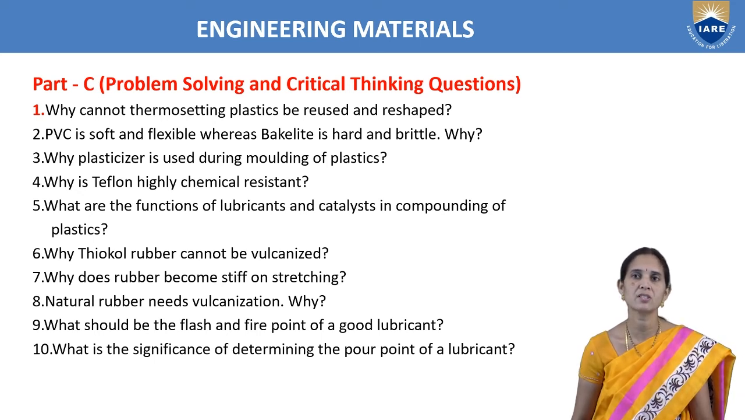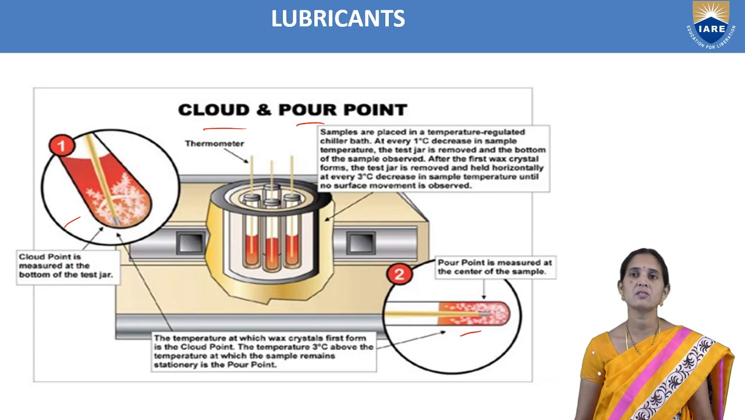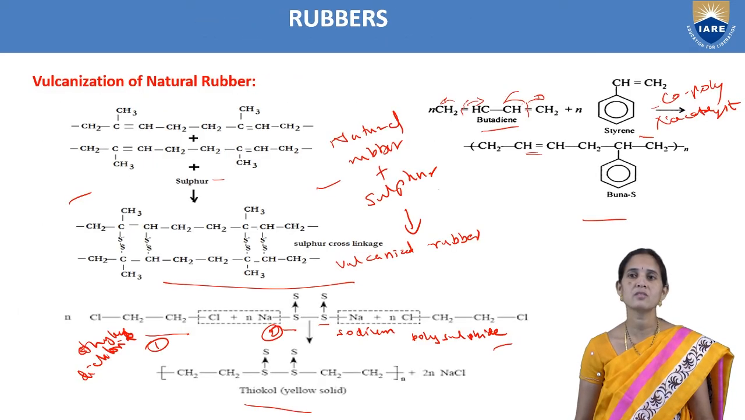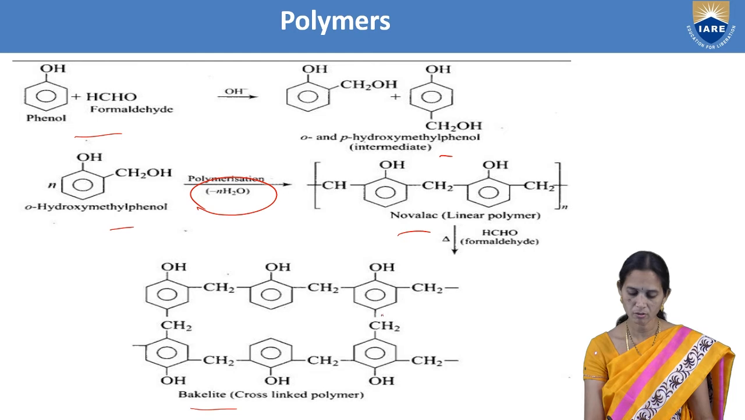PVC is soft and flexible, whereas bakelite is hard and brittle. Why? PVC is soft and flexible because of the presence of weak bonds between the polymer chains or between the small molecules. Bakelite is hard because of the cross-linked structure. Bakelite is a cross-linked structure where strong covalent bonds are formed. You can see strong covalent bonds are formed.